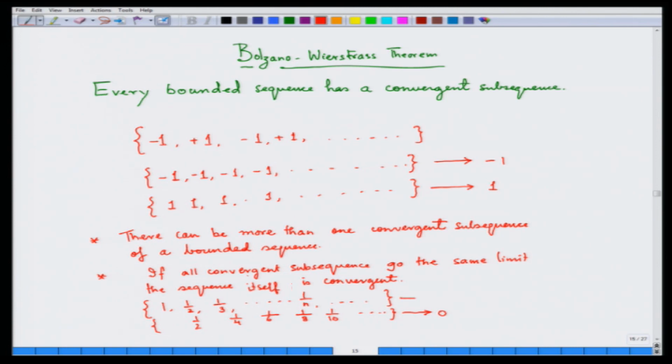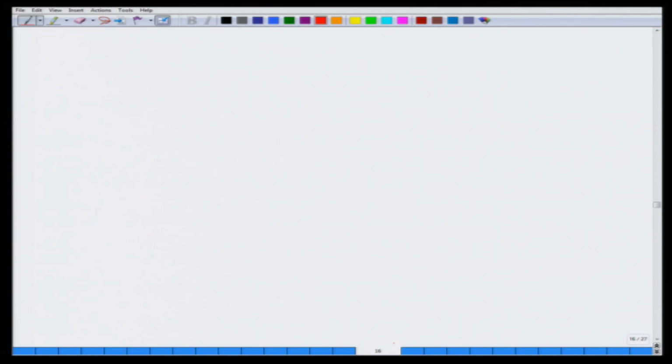So, the sequence must also go to 0. So, these are the lessons you have to keep in your mind about the Bolzano-Weierstrass theorem. Once that is in your mind, that every bounded sequence must have a convergent subsequence, then that allows you to prove something very deeper.